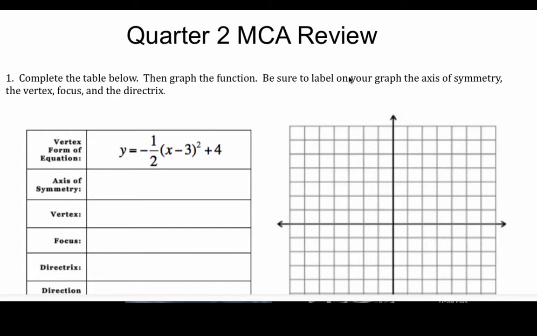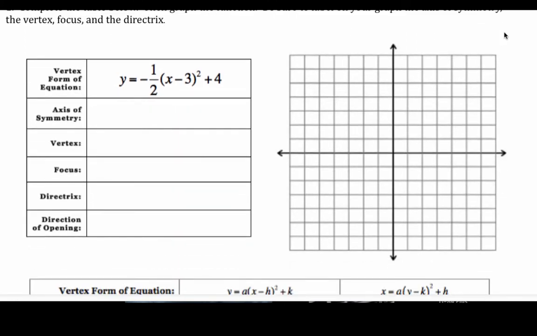Alright, so let's deal with question 1 on the MCA review. So we've got a quadratic equation, y equals negative 1/2 times (x minus 3) squared plus 4. Part of this we have to figure out, as it says here: complete the table, graph the function, make sure you label everything. Alright, so let's scroll down a little bit.